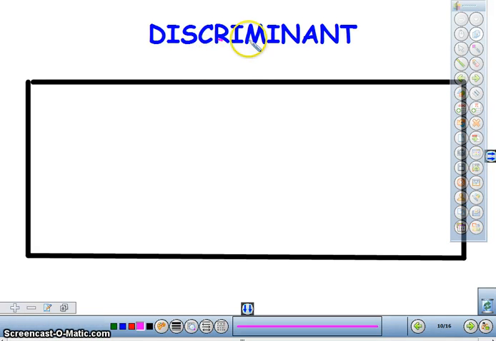Yesterday we left off with our looking at the quadratic formula. Today, as you do today's lesson, you're going to finish using that quadratic formula to solve, but we're going to be talking about the discriminant. And some of you are wondering, what is the discriminant?